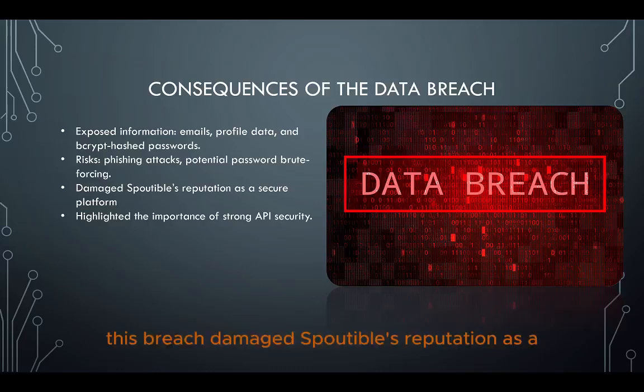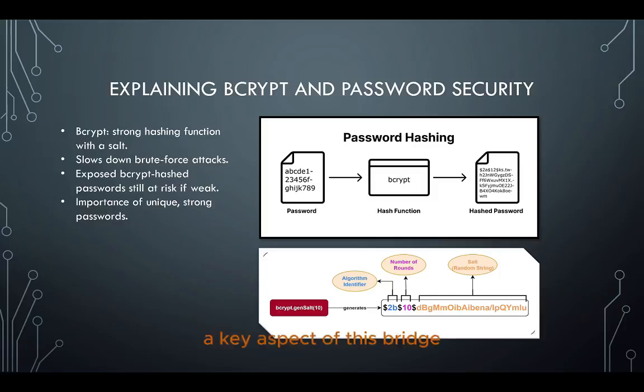This breach damaged Spoutible's reputation as a secure alternative to other social platforms. It also highlighted the growing threats to users' personal data, even on platforms that promote privacy and security as core values. A key aspect of this breach was the exposure of bcrypt hashed passwords.